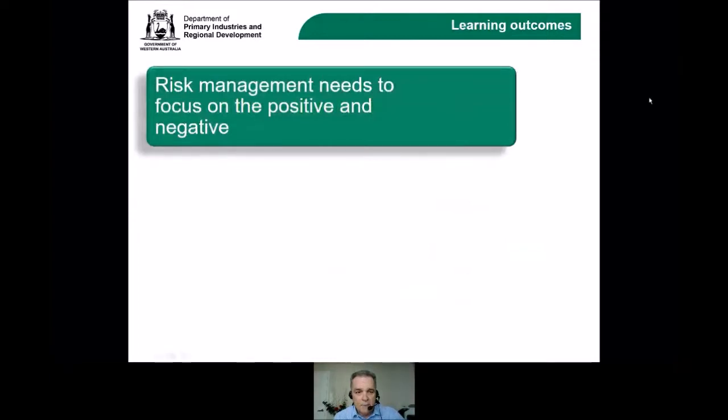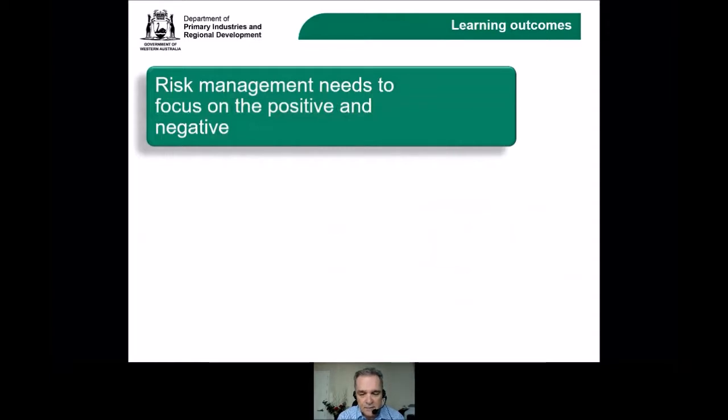For risk management to be effective, we need to focus not just on the negatives, what could go wrong, we've also got to focus on the positives, that is what could go right. So when we define risk, risk is the chance of something happening that impacts upon your objectives. And if your objectives in a financial sense are to grow the wealth of the owners in a sustainable manner, then anything that impacts on that either positively or negatively is defined as a risk.